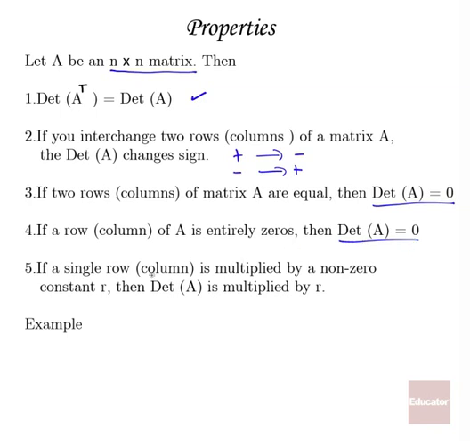If a single row or a column is multiplied by a non-zero constant, r, non-zero, then the determinant is multiplied by r. The whole determinant is multiplied by r if one row or column is just multiplied by r. Let's do an example. We'll let A equal to 1, 2, 3, 1, 5, 3, and 2, 8, 6. Okay, we want to find the determinant of A.